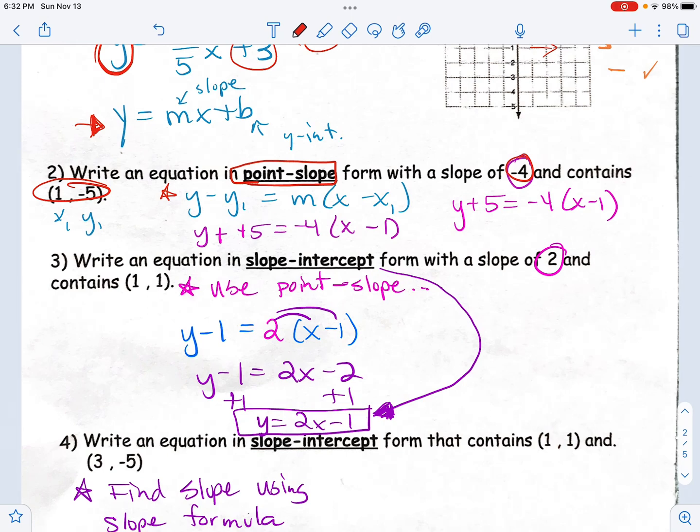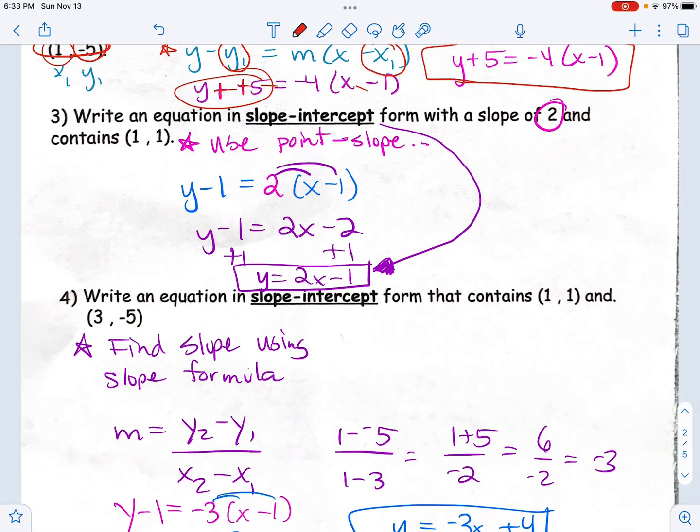So I have a point and a slope, and I put in the correct values. Here's my point y, which is negative 5, and my x, which is 1. So I end up with y minus negative 5, and negative becomes a positive, and x minus 1. And then I just simplify this, and I get my point slope form.